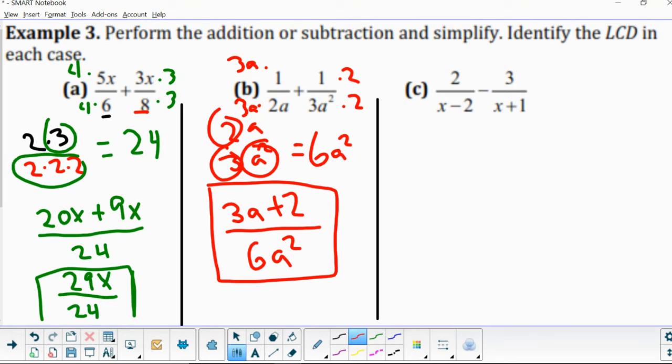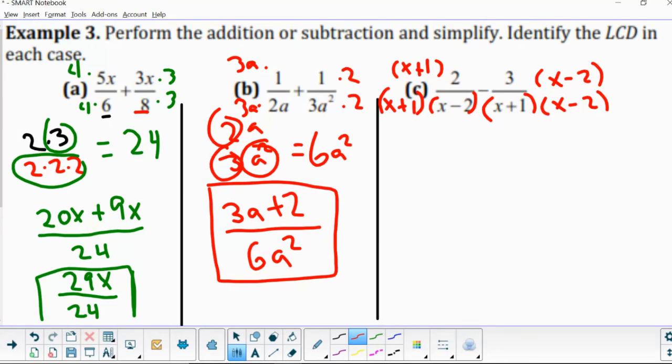All right, so the next one, notice we have a binomial in each one. And we don't have to write this one out because basically we've got to take this guy and multiply it by the binomial in the second denominator. Then we got to multiply this one by the binomial in the first denominator. Don't forget, we got to do FOIL or the box method, however you want to look at it.